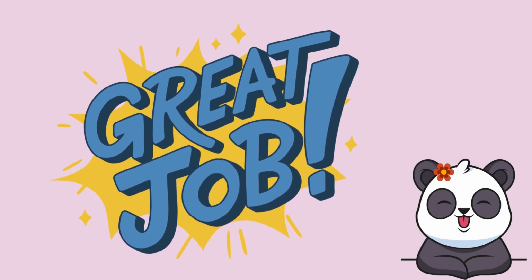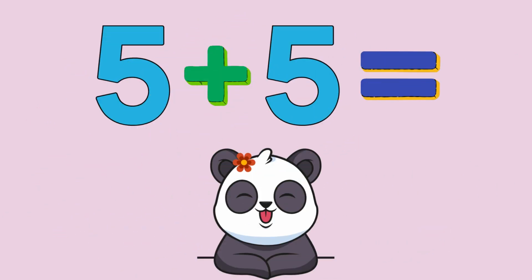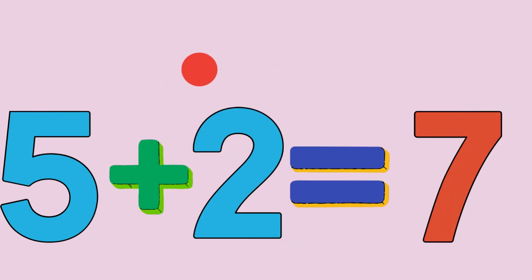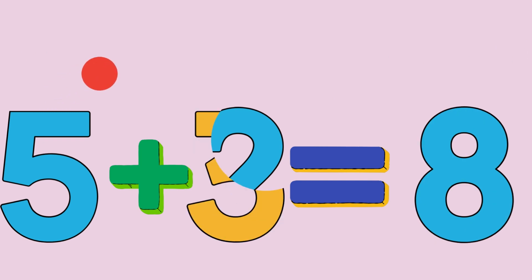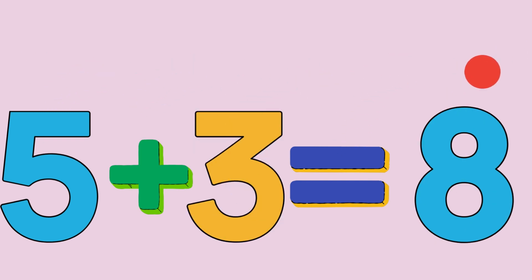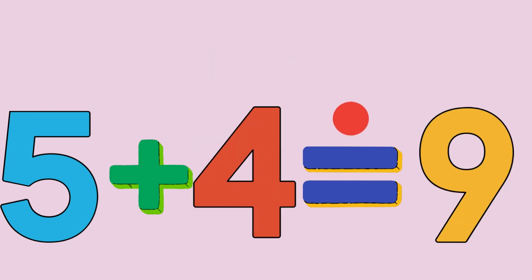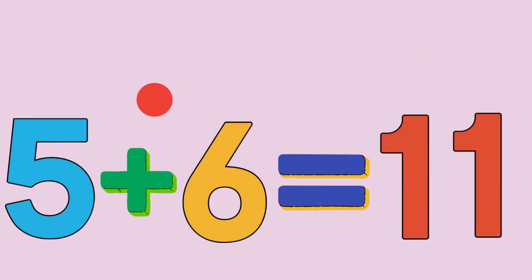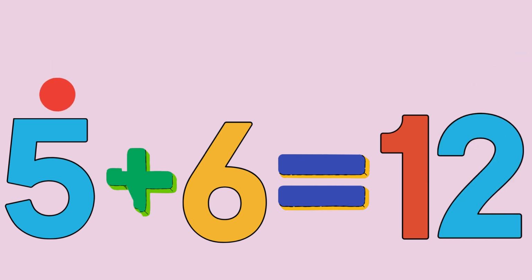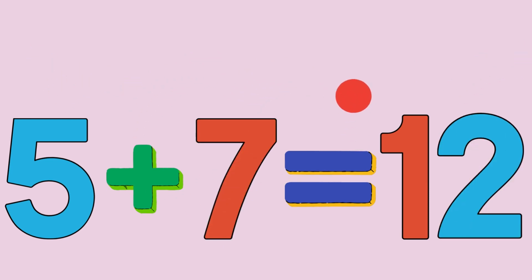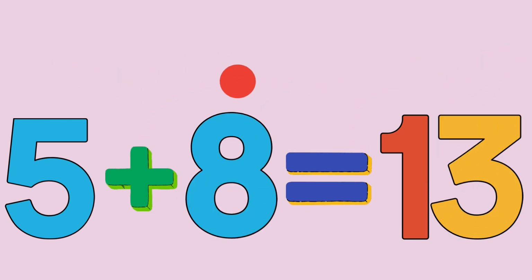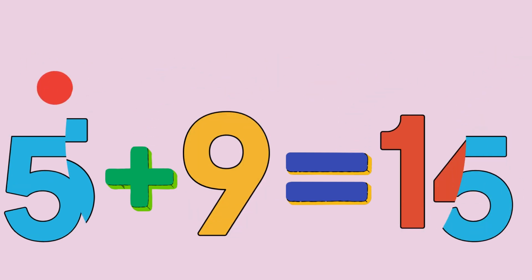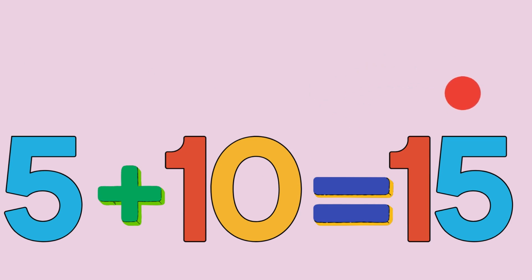You are doing a great job. Let's do table 5. 5 plus 1 is 6. 5 plus 2 is 7. 5 plus 3 is 8. 5 plus 4 is 9. 5 plus 5 is 10. 5 plus 6 is 11. 5 plus 7 is 12. 5 plus 8 is 13. 5 plus 9 is 14. 5 plus 10 is 15.